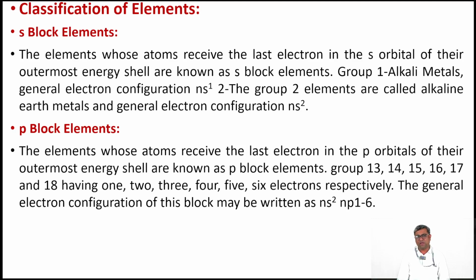Next is the P block elements. Again the same thing: if the last electron of an element is in the p orbital, then those elements are included in the P block elements. P block elements have groups 13, 14, 15, 16, 17 and 18, having 1, 2, 3, 4, 5, 6 electrons in the p orbital respectively. The general electronic configuration for the P block is written as ns2 np1 to 6.